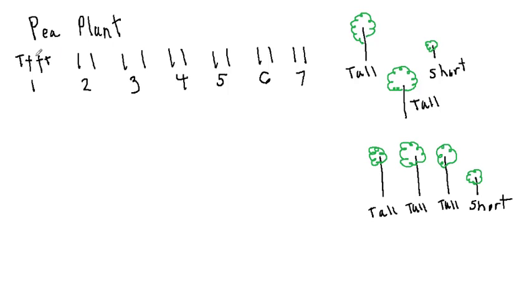And we're going to lose the chromosome. We're just going to use the letters now. So he had one plant that was capital T, capital T. That was this one. And he had one plant that was short, little t, this one.